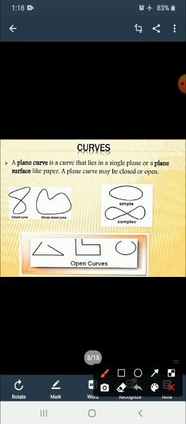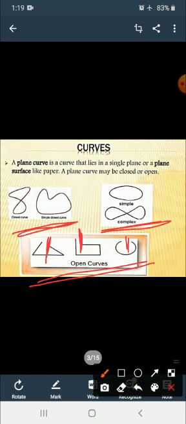Here you can see these are examples of closed curves, meaning there is no opening at any point, whereas these are the examples of open curves. See, here there is an opening, here, here and here there are openings. So these are examples of open curves and these two are examples of closed curves. When we join a number of points without lifting a pencil from the paper, you get a plane curve.